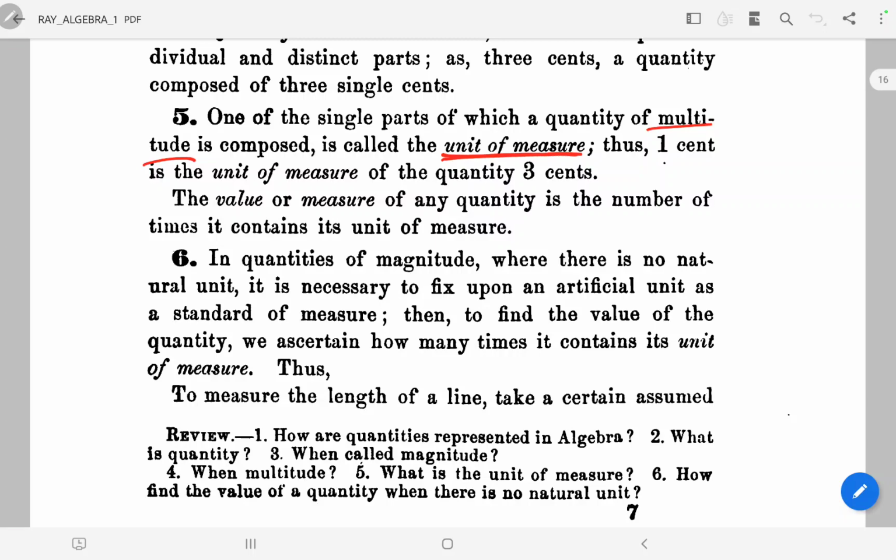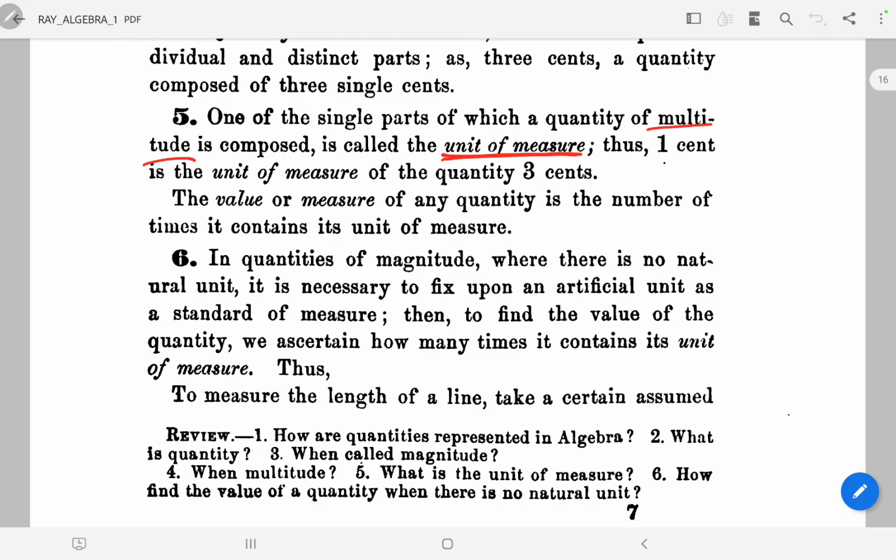So when we talk about a multitude, and we say that a multitude is a collection of individual parts, one of those parts is called the unit of measure. We have an example given here in Article 5 about a number of cents or coins. If we had a collection of pennies, we would have a multitude.